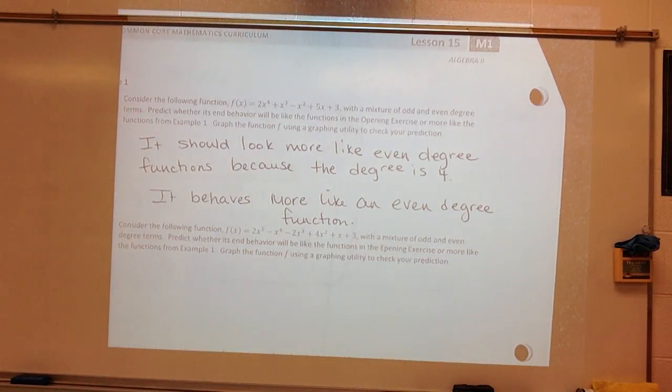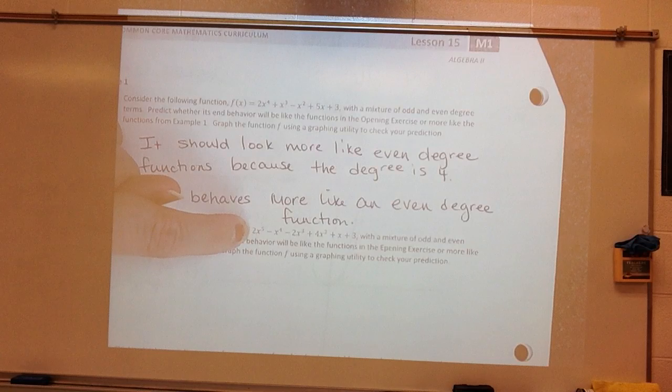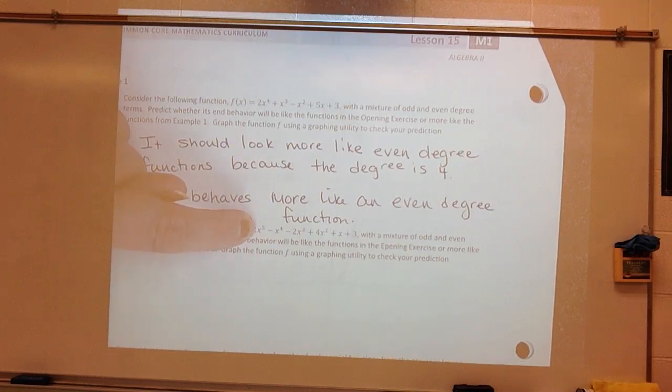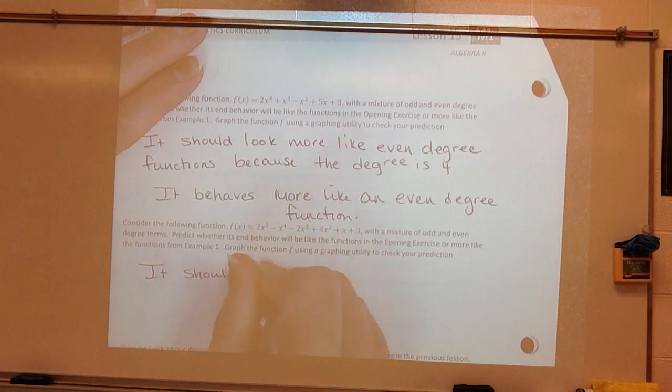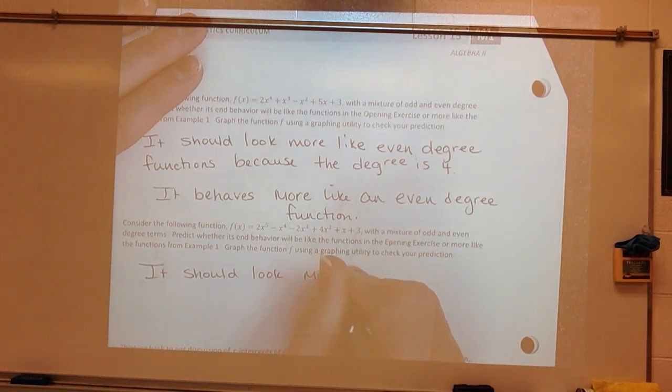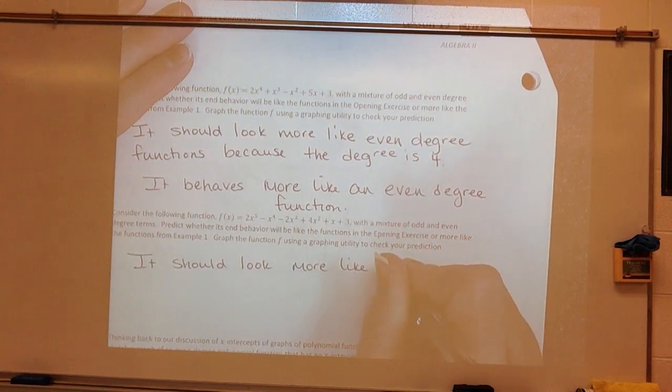Consider the following function. f of x is equal to 2x to the fifth minus x to the fourth minus 2x cubed plus 4x squared plus x plus 3, with a mixture of odd and even. Predict what it's going to look like. So I'm looking at this. It's a positive leading coefficient, but my highest degree is a 5. So therefore, it should look more like odd degree functions.